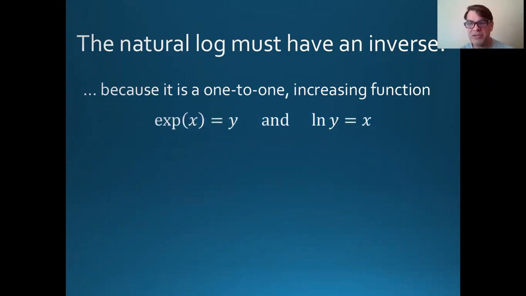We know that it has to have some sort of an inverse function. So the natural logarithm of y equals x has to have some inverse function. What is it? Well, that's what this video is about. If you switch the x and the y around, it works like this: y equals some other function of x. So let's figure out what it is.